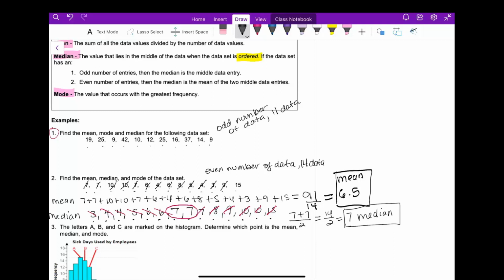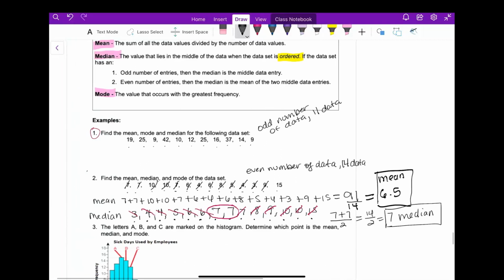And our last one, mode. The value that occurs with the greatest frequency. Frequency means most often, or how many times, okay? So the value that occurs with the greatest frequency is the most often.